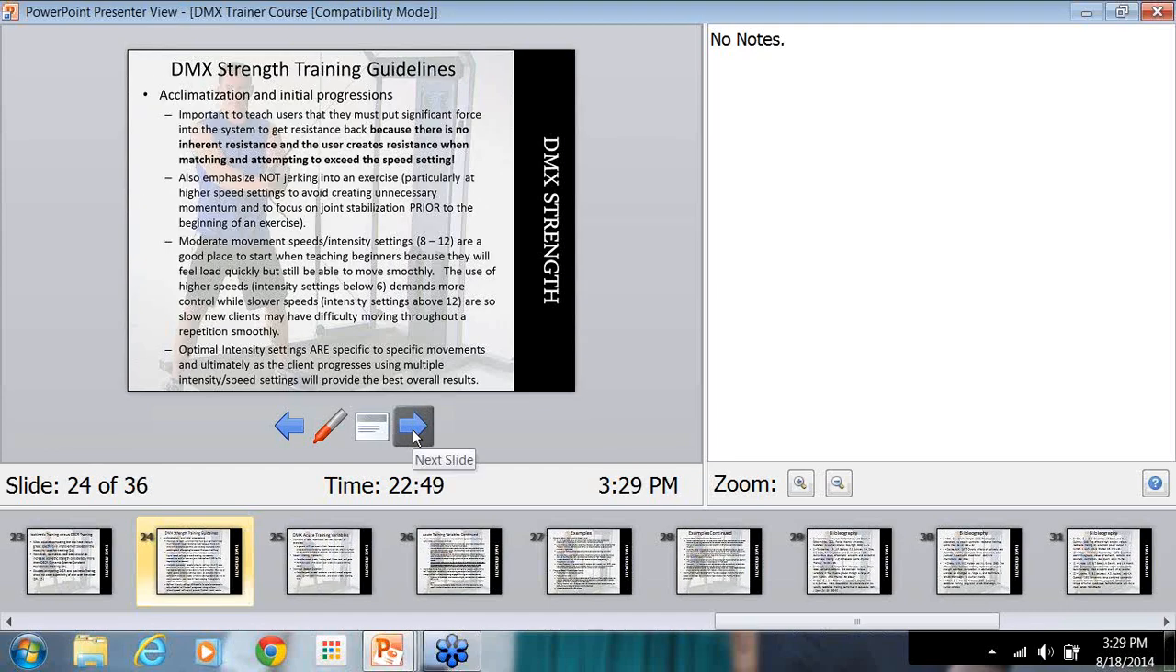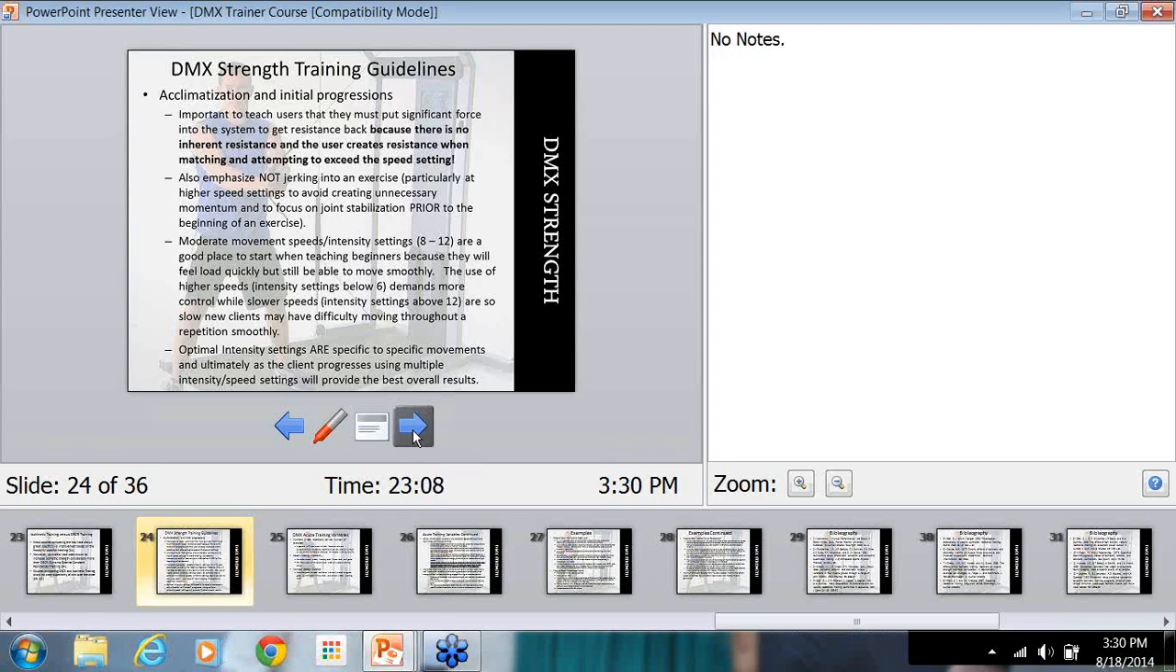So let's talk about some strength training guidelines. How do you use DMX? And this is geared towards trainers understanding how to best utilize this tool. So initially, we're going to talk about acclimatization and your initial progressions. Like everything new, the person has to get used to it.